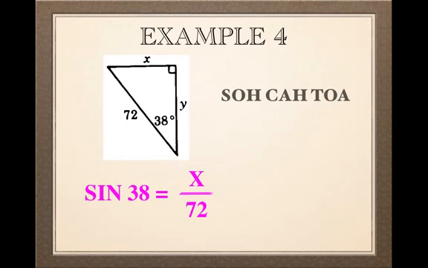Okay, so x was a sine problem. Sine 38 equals x over 72. Y was a cosine problem. Okay, so now how do we solve these equations for x and for y?